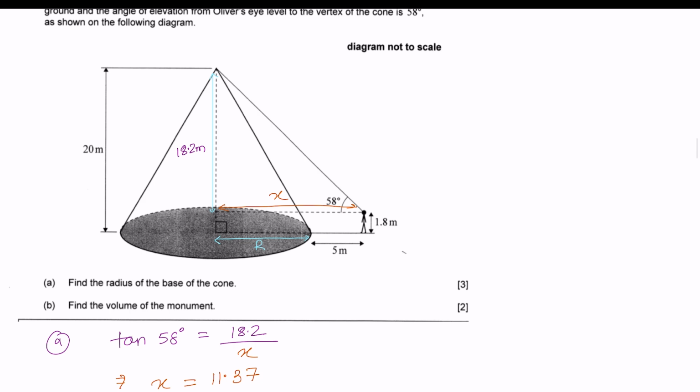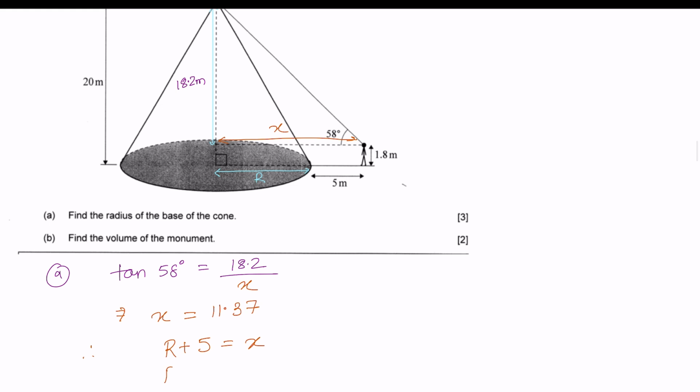So this total length is 11.37 and this total length will also be equal to r plus 5, because you can check here these two lengths are exactly the same, right? So x and r plus 5 should be equal. So r plus 5 should be equal to x. So r should be 11.37 minus 5.